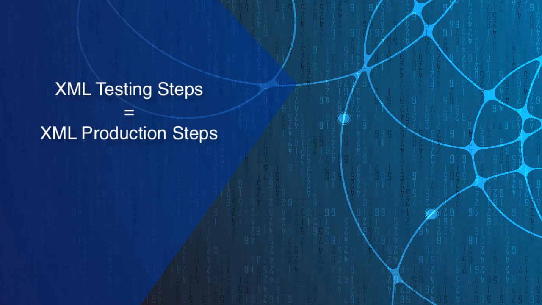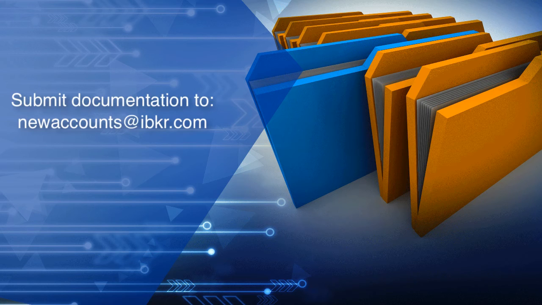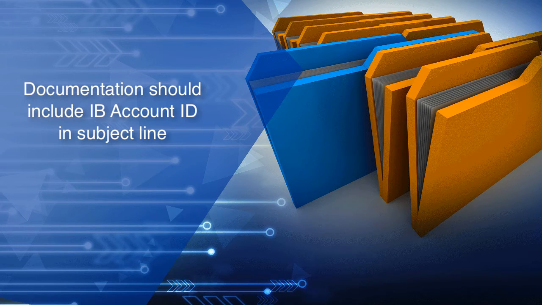The steps for preparing and uploading XML files and PDF forms and retrieving response files are nearly identical to the steps in the testing phase. The only difference is now you will be submitting actual client applications instead of sample applications. For successfully uploaded production applications, if no additional documentation is needed, the account will be submitted for approval. If additional documentation is needed, the documentation should be submitted to our new accounts team directly via email at newaccounts@ibkr.com. Make sure to include the IB account ID in the subject line.